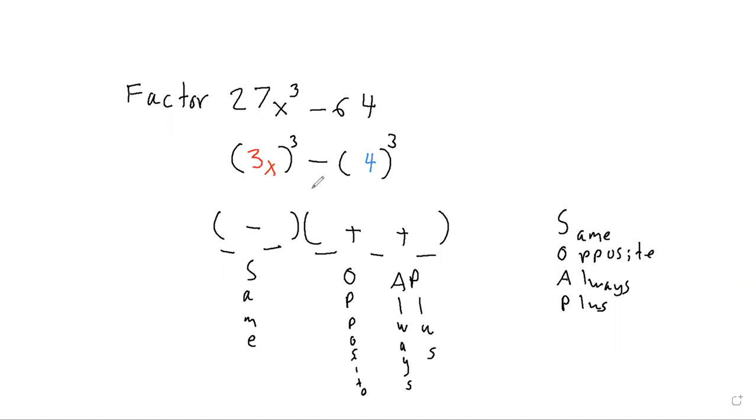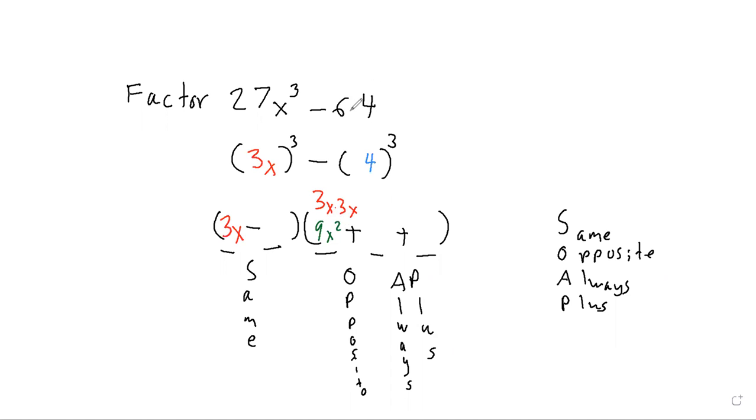Now we just need to fill in these blanks. Since our first term was a 3x being cubed, the binomial is going to start with a 3x. The trinomial is going to start with whatever a 3x times a 3x is, and 3x times 3x is 9x to the second power.